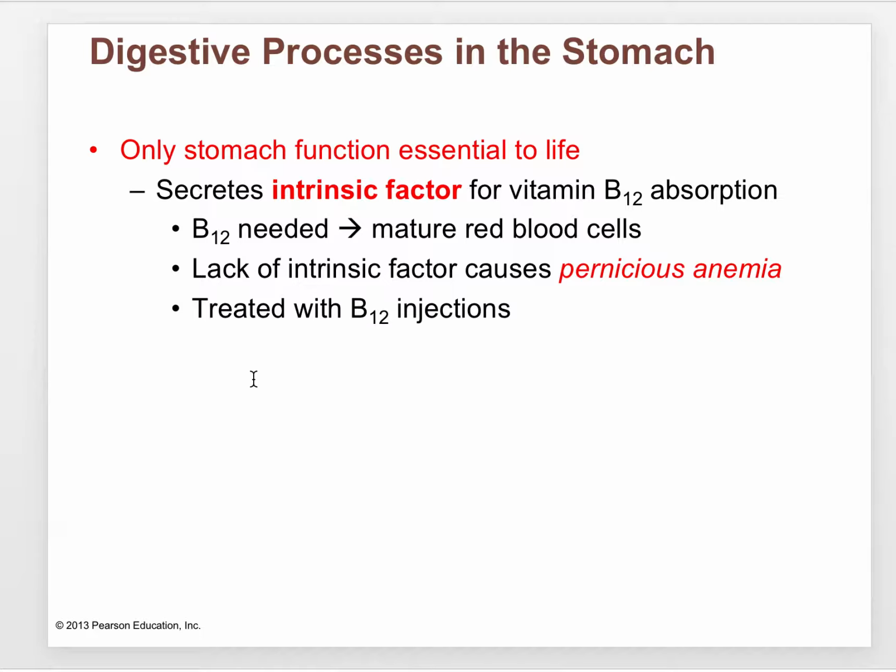The only stomach function that's essential for life is the intrinsic factor that's produced. You might remember from when we studied the red blood cells, intrinsic factor is necessary for vitamin B12 absorption. Vitamin B12, you might recall, is needed to make mature red blood cells. The lack of intrinsic factor causes pernicious anemia, and it's treated with vitamin B12 injections. So the stomach does many functions, but the only function essential for life is the production of intrinsic factor. Without that, you would have vitamin B12 deficiency, which could lead to anemia.